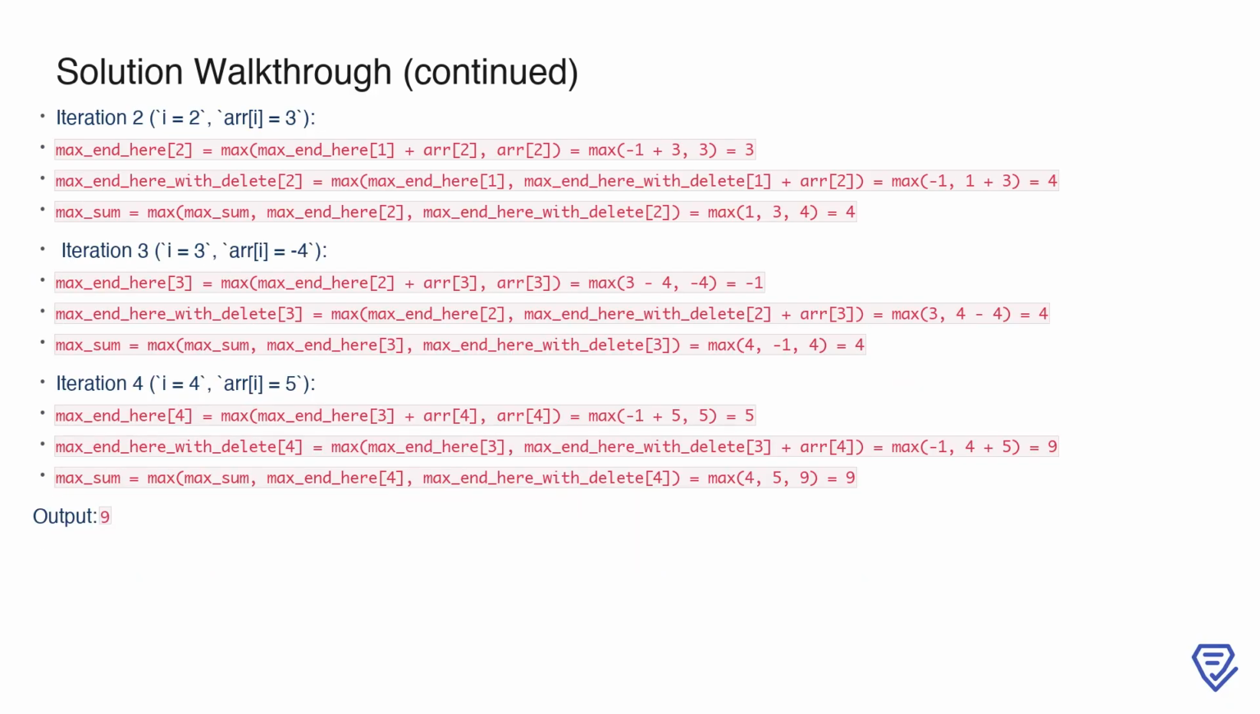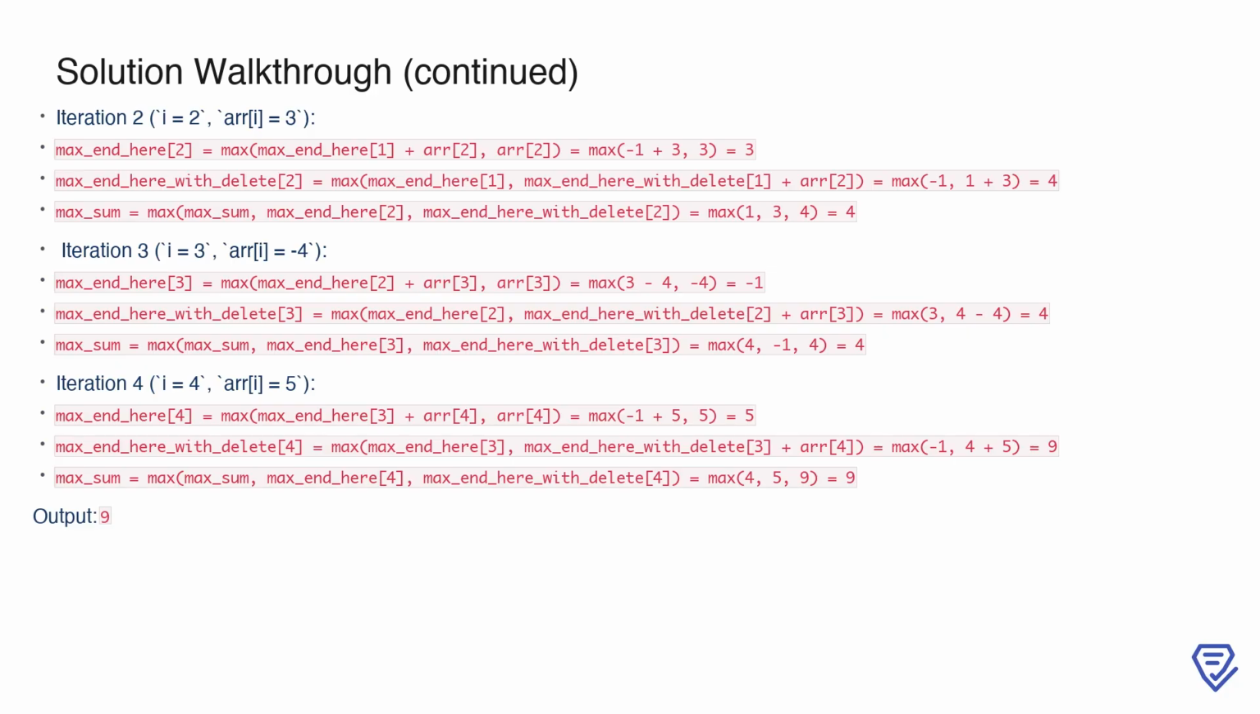When i equals 2, the element is 3. We calculate max_end_here[2] as the maximum of adding max_end_here[1] to 3 or just 3, which gives us 3. For max_end_here_with_delete[2], we consider the maximum of max_end_here[1] and max_end_here_with_delete[1] plus 3, resulting in 4. Here, max_sum updates to 4.